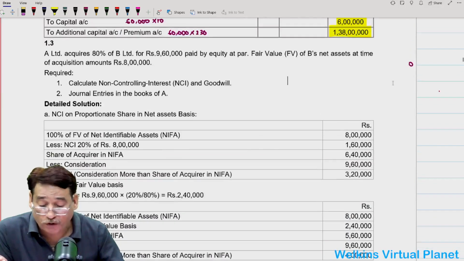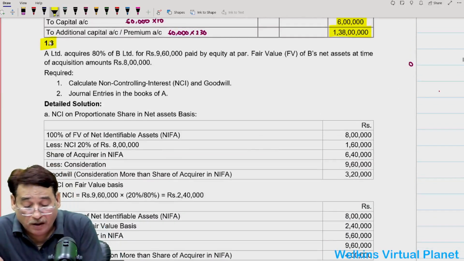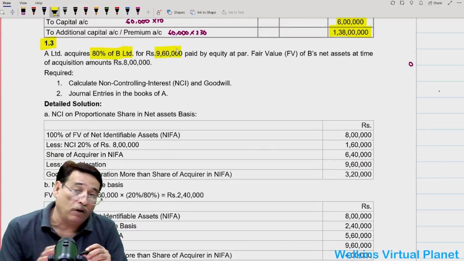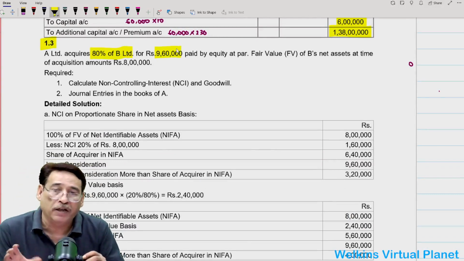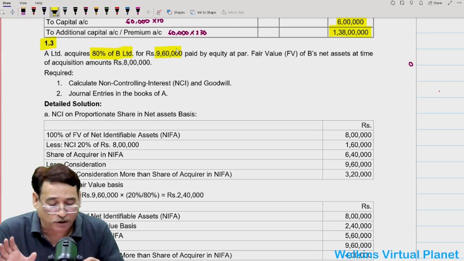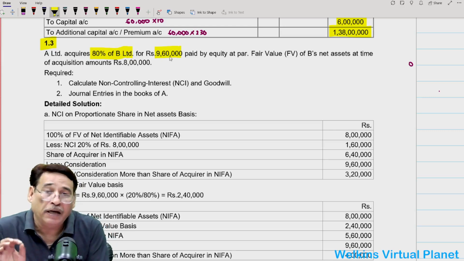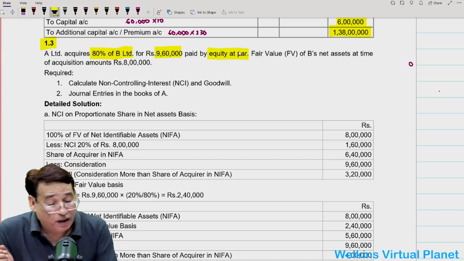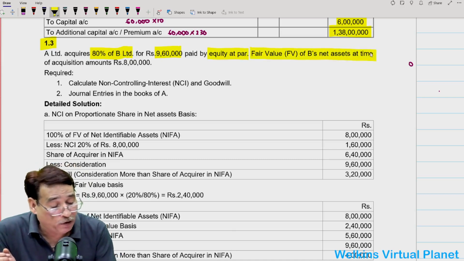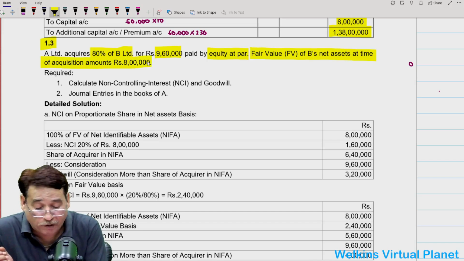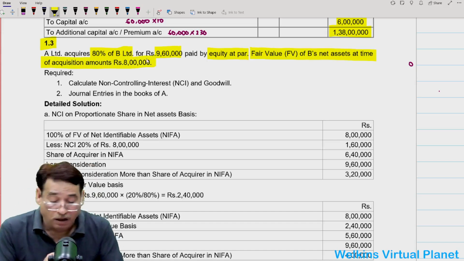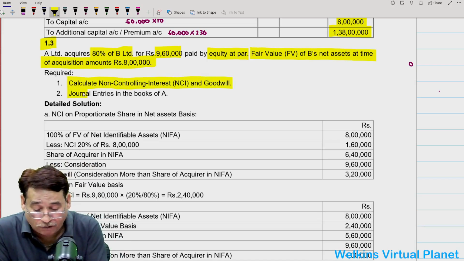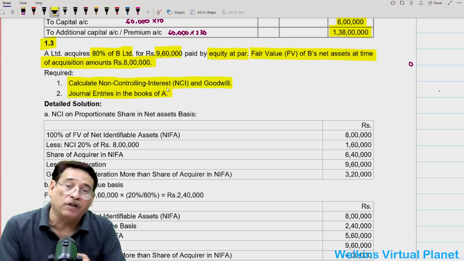And now we move over to another part. A Limited acquired 80% of B Limited for 9 lakh 60,000. Now in this question there will be NCI to the extent of 20% without an iota of doubt. And in order to pay 9 lakh 60,000 worth of amount, we delivered equity shares at par. Further, it is written that the fair value of B's net assets on the date of acquisition amounts to rupees 8 lakh. The question asks us to compute the non-controlling interest and goodwill, and the question is also interested in journal entries.